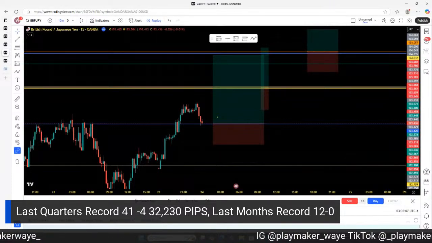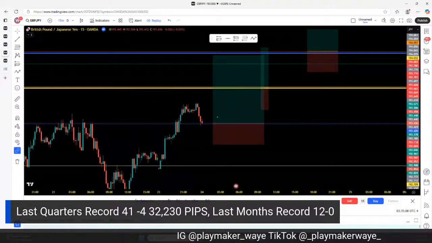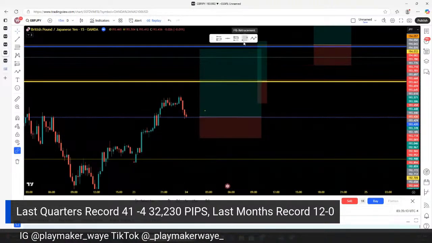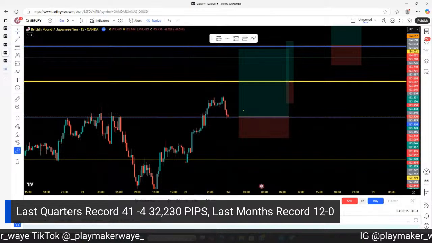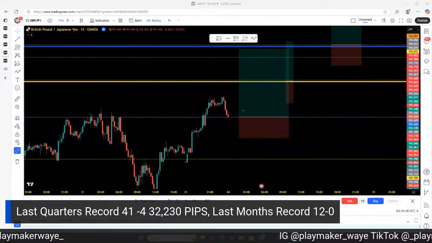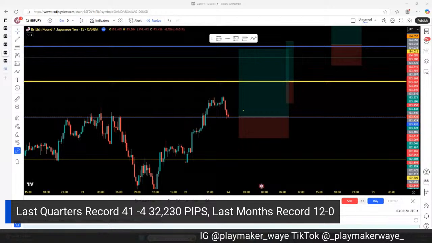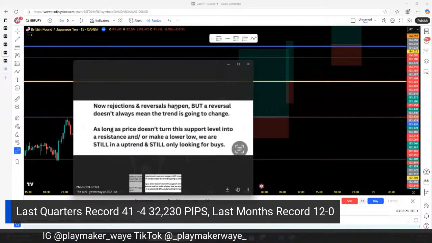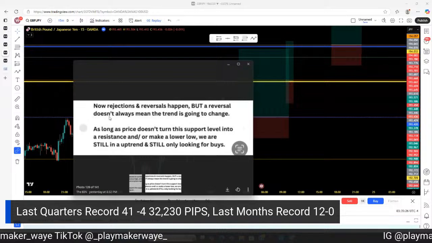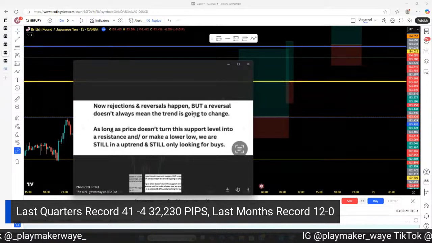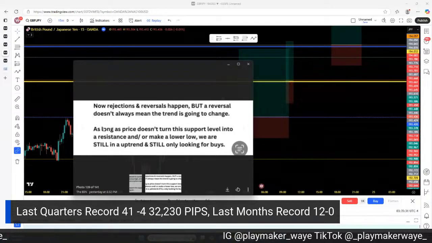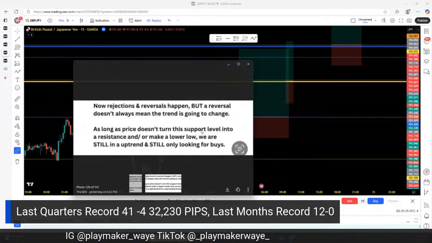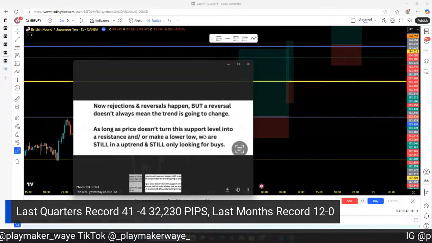No. Okay, perfect. So the reason why we're not in a downtrend yet, let's go back to one of those screenshots. Here it is. Rejections and reversals happen, but a reversal doesn't always mean the trend is going to change. This is one of the rules of the uptrend: as long as price doesn't turn the support level into a resistance and/or make a lower low, we're still in the uptrend and we're still looking for buys.